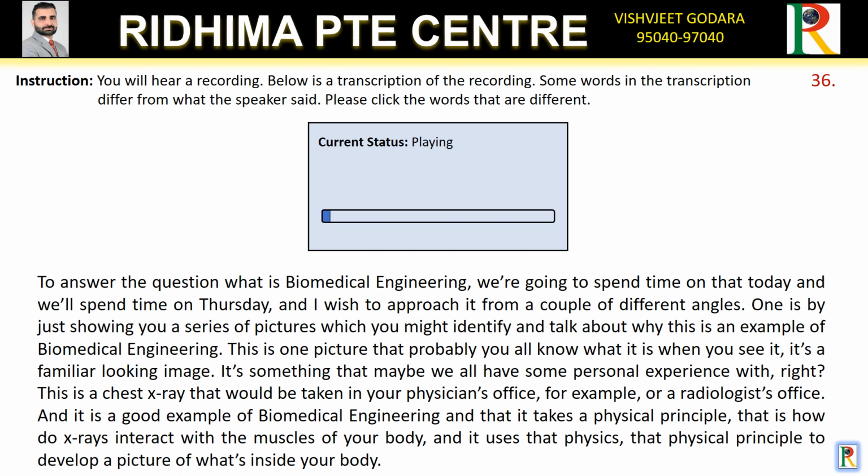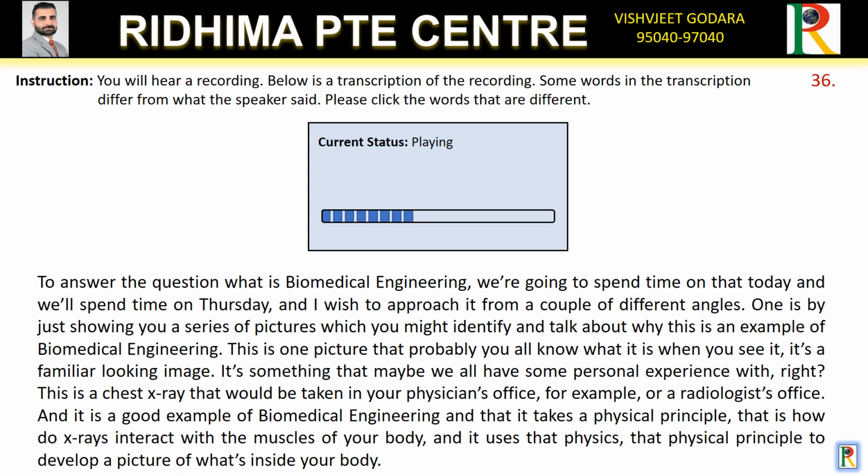To answer the question, what is biomedical engineering, we're going to spend time on that today, and we'll spend time on Thursday. And I want to approach it from a couple of different angles. One is by just showing you a series of pictures which you might recognize and talk about why this is an example of biomedical engineering.